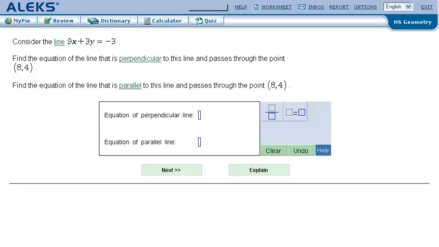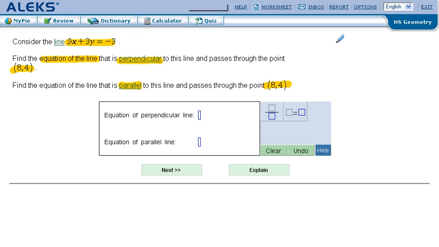Okay, we're going to be graphing parallel and perpendicular lines or finding their equations. We have a given line, 9x plus 3y equals negative 3. We want to find the equation of a line that is perpendicular but passes through the point (8, 4), and a line parallel to that line that passes through the point (8, 4).